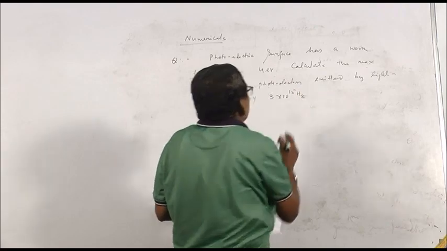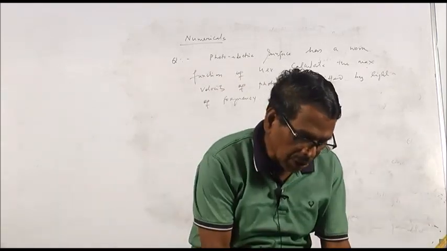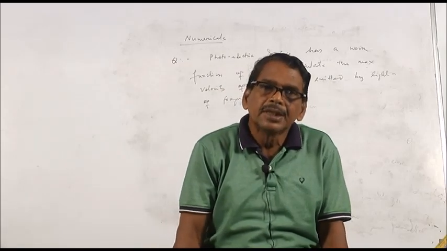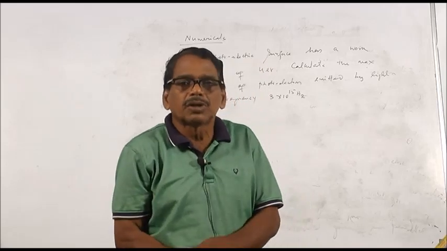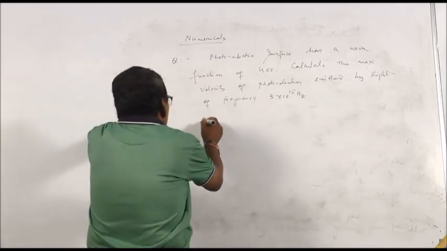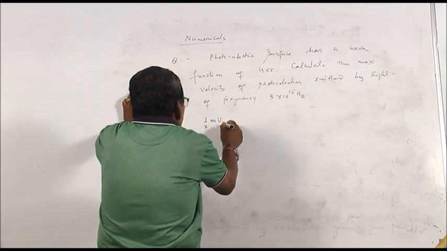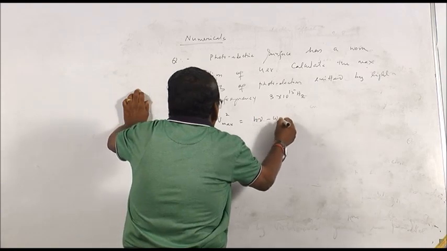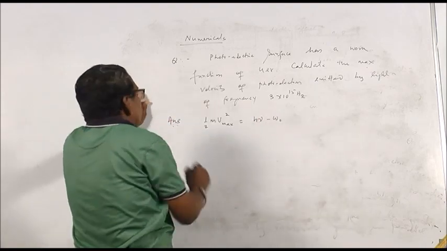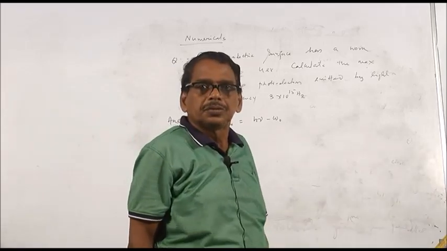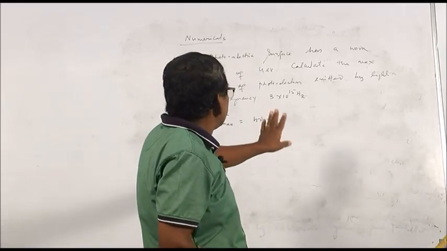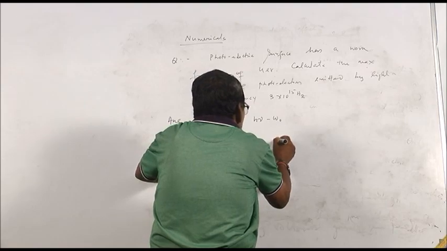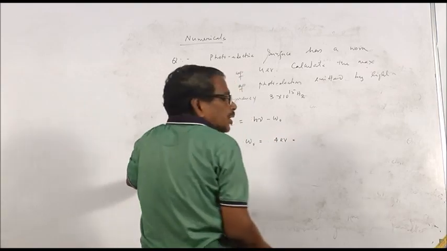So, the frequency of radiation is given, the work function is given, and you are asked to find the maximum velocity. Let us first calculate the maximum kinetic energy, and from the maximum kinetic energy we can calculate the maximum velocity. Take the equation: half m v max square is equal to h nu minus w 0. Your nu is given, h is known, and w 0 is the work function, 4 electron volt. You have to express it in joules.